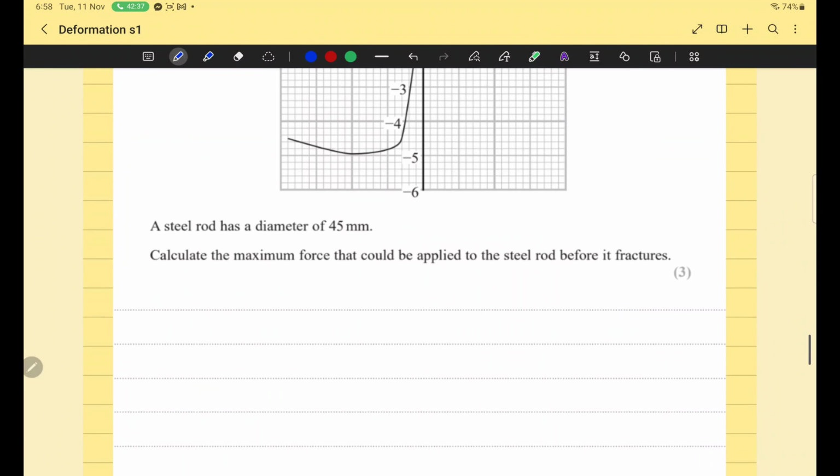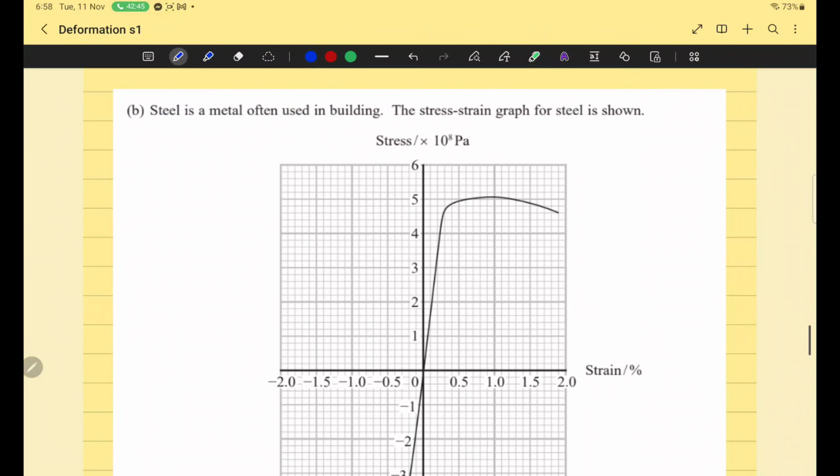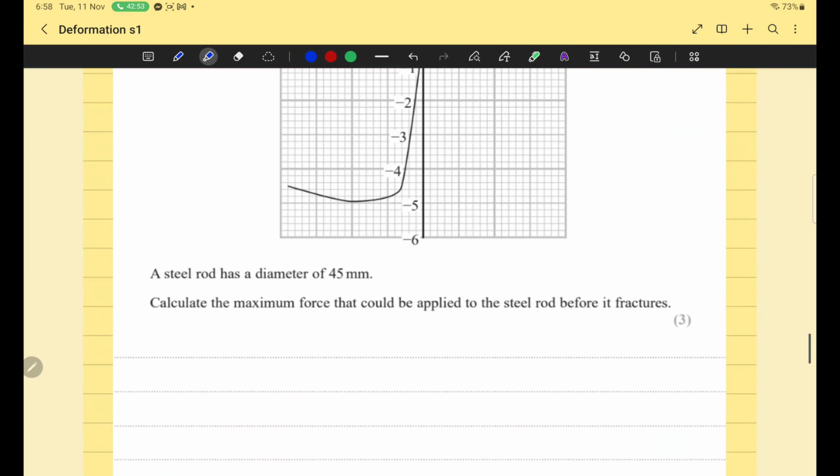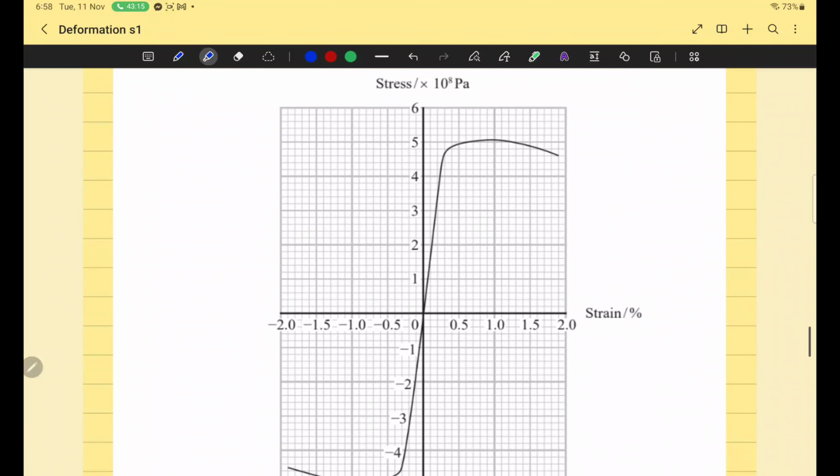And now this is the mathematical part of the question. The question is a steel rod has diameter 45 millimeter. Okay, it is not a concrete question. Now the situation is changed and this is a graph for steel. Stress strain graph for steel. Calculate maximum force. If they are asking to calculate maximum force that could be applied to the steel rod before it fractures, then you can see where is the maximum stress.